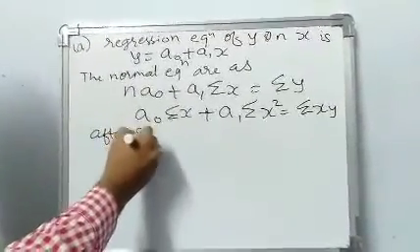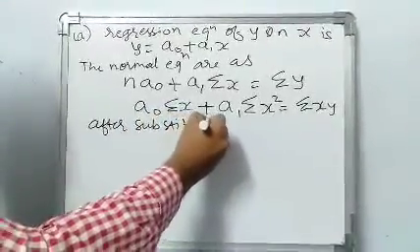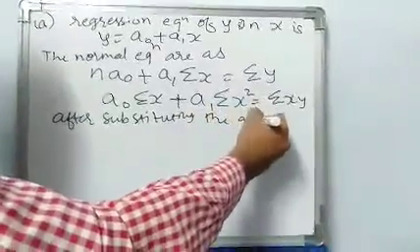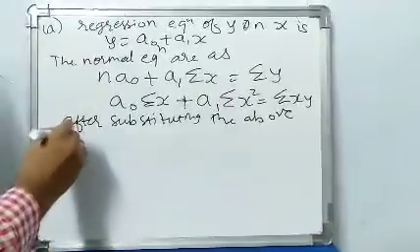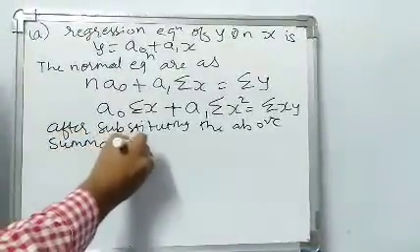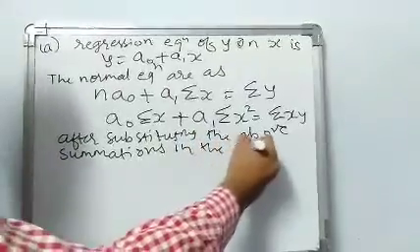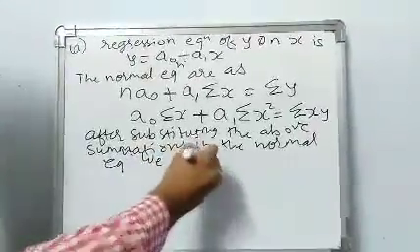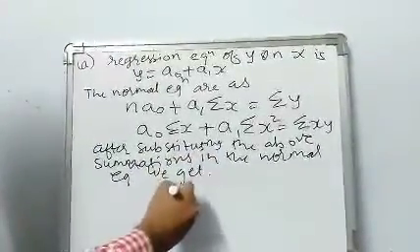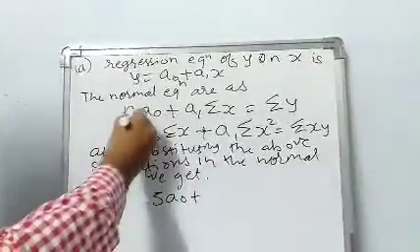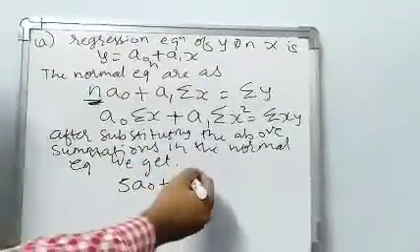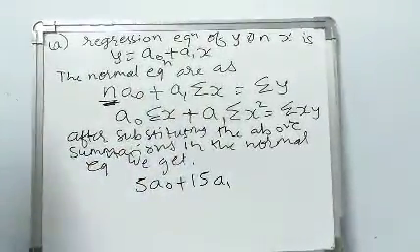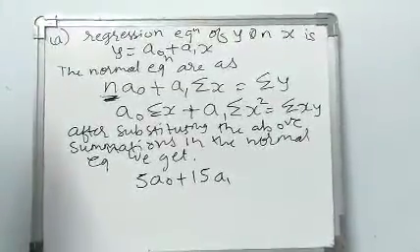After substituting the above summations in the normal equation, we get 5a0 plus, as the value of n is 5, 15a1, where 15 is the summation of x. We need to find out the table.